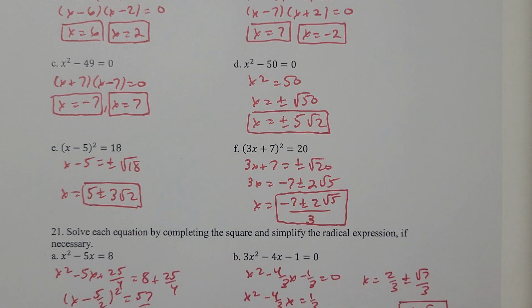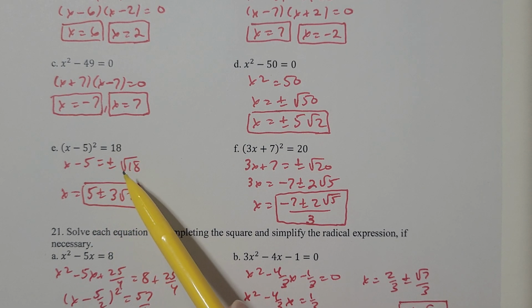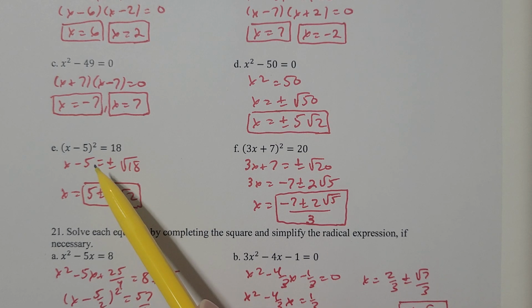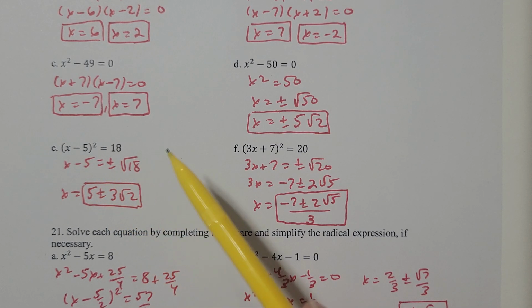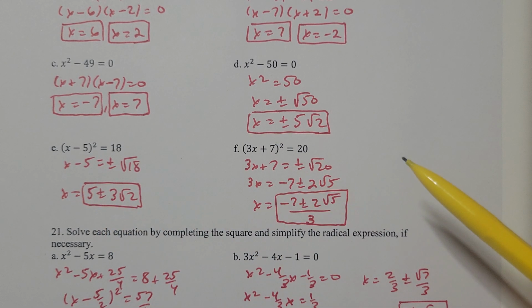In part E, we have x minus 5 squared equals 18. So that would be a quadratic. Now, if I were to simplify this, I could write it so that I've got something of the form ax squared plus bx plus c equals 0. I'm not going to do that, though, because I'm squaring the left side. So let's go ahead and use the square root property next to get rid of the power of 2.